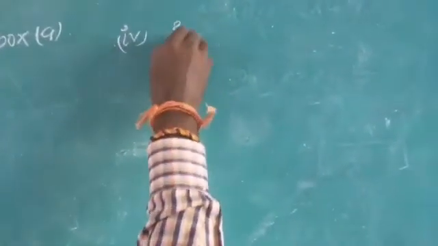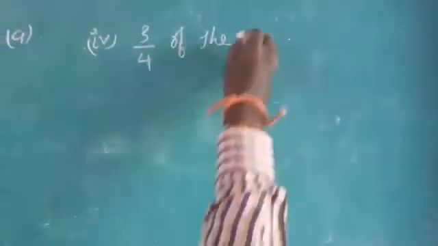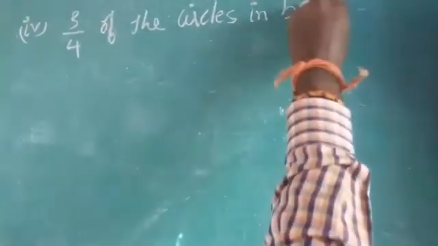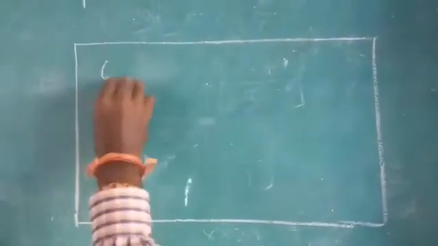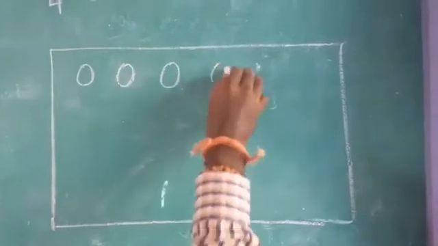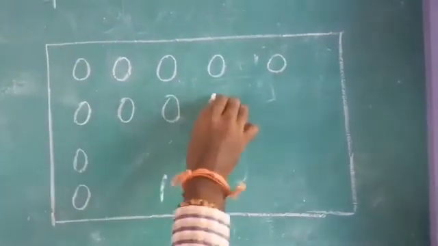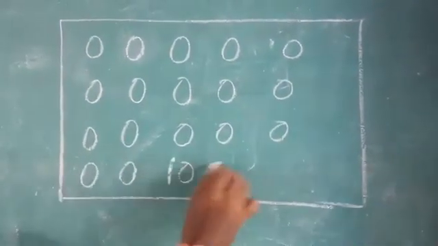The fourth one: 3 by 4 of the circles in box D. The box D is given like this. One, 2, 3, 4, 5. 1 2 3 4. 1 2 3 4. 1 2 3 4. See, we need to shade these circles.